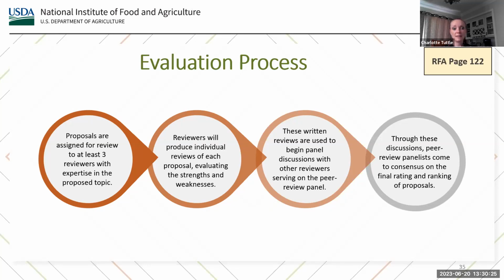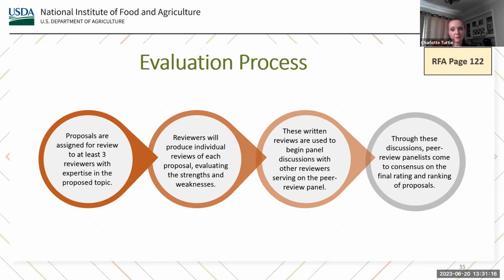So after we provide the proposals to the reviewers, we give them usually 4 to 6 weeks to review. And while they review, they produce individual reviews of each proposal and evaluate its strengths and weaknesses. They submit these written reviews into our system, and we use them to begin the panel discussion. After they submit their reviews, we then hold a panel, usually the following week, and we go through each proposal, and the four reviewers who review each proposal will start discussing the proposal using their written reviews.